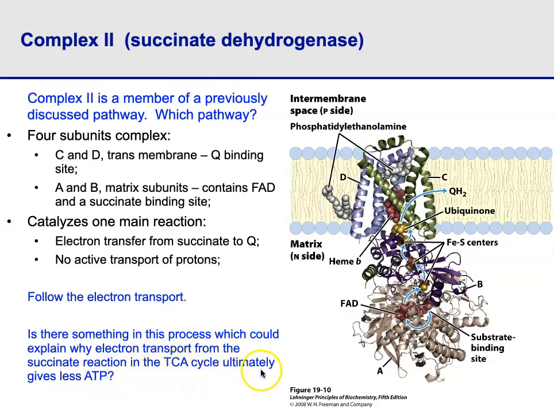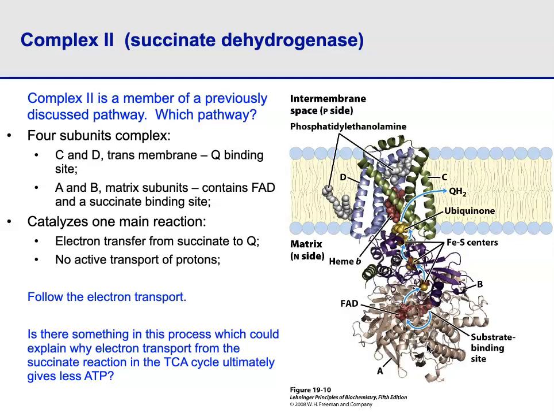All right. Knowing that, is there something in this process which could explain why electron transport from the succinate reaction in the TCA cycle ultimately gives less ATP? I already mentioned it: the electrons loaded on FADH2, if you notice correctly, are loaded on Q by complex 2. They basically skip complex 1. And complex 2 does not transport protons from the matrix to the intermembrane space.